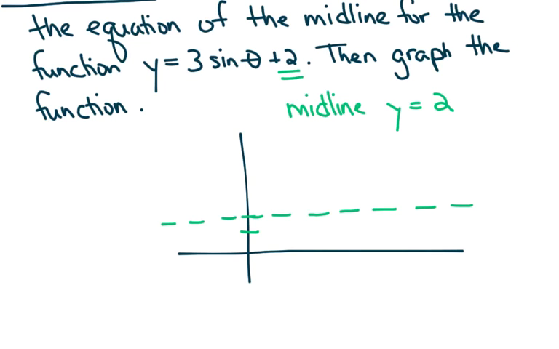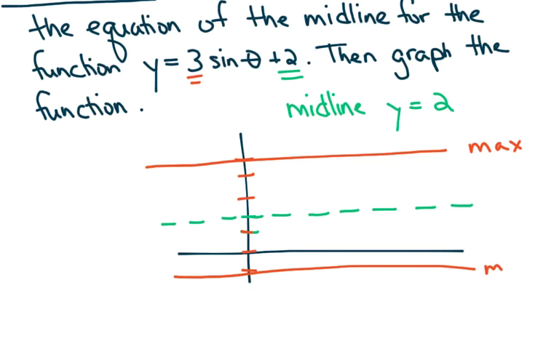All right, how far is it going to oscillate? Well, that's your amplitude. It's going to go 3 units above that, which is going to be its maximum. And then it's going to go 3 units below that, and that's going to be the minimum. So it's going to go down to -1, and it's going to go up to 5.